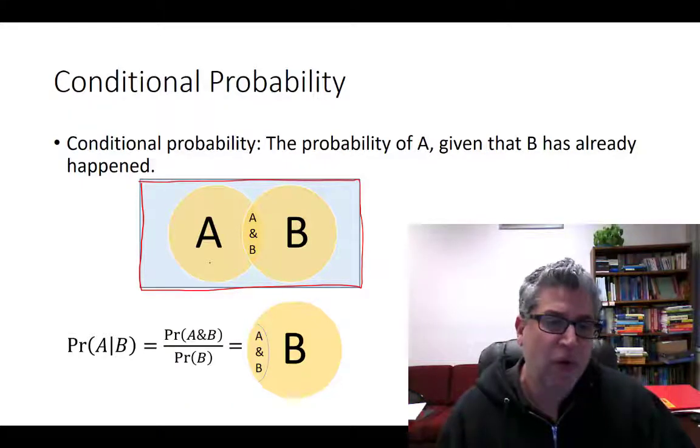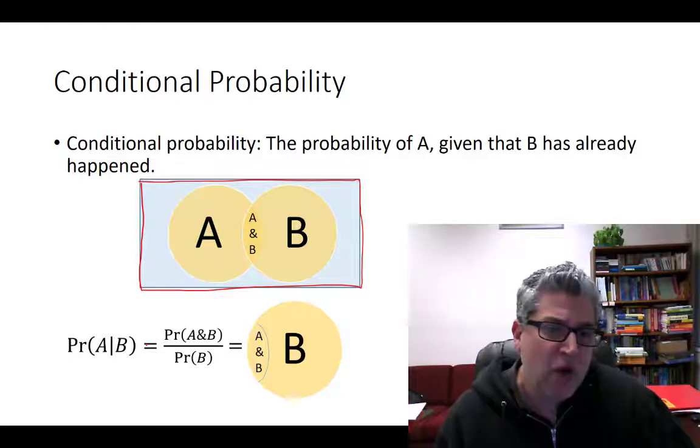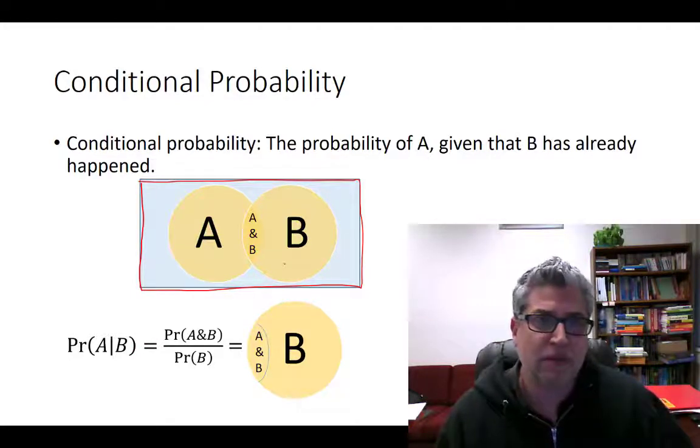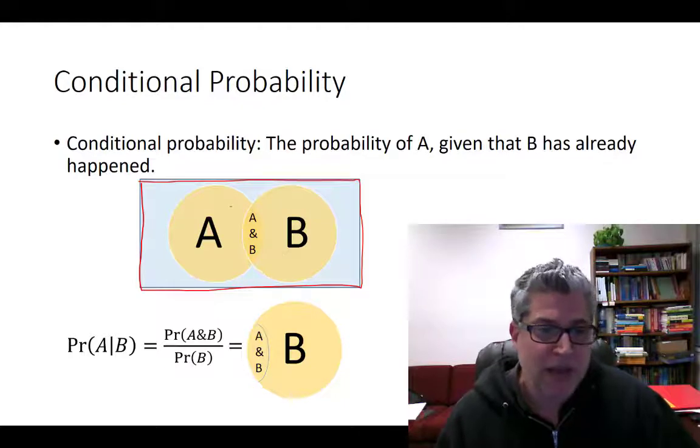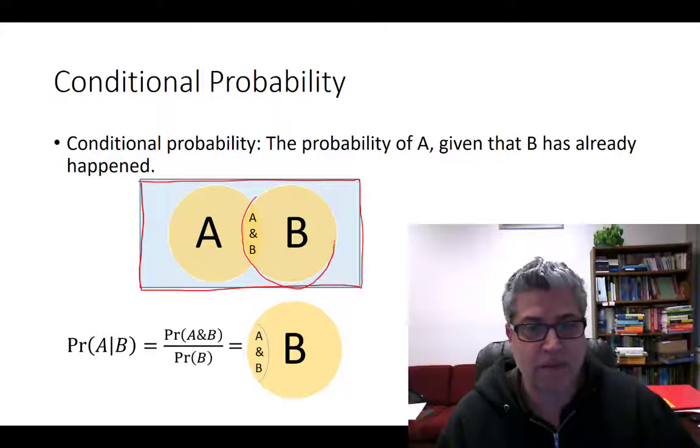But now I want to know the probability of A conditional on B. What is this updated probability? Well, if I know that B has happened, then my sample space is now the set of all possible outcomes where B happens. So my revised sample space, once B has happened, is this circle right here.